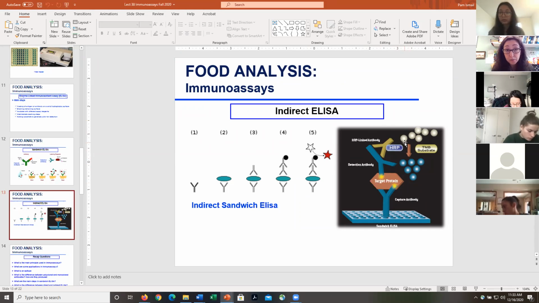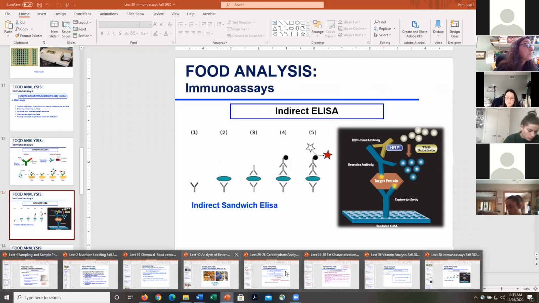And again, higher absorbance means higher concentration. Okay, so some students get confused because of the word indirect. Some students think that with higher antigen you have lower absorbance. No, it is similar to sandwich ELISA. Okay.